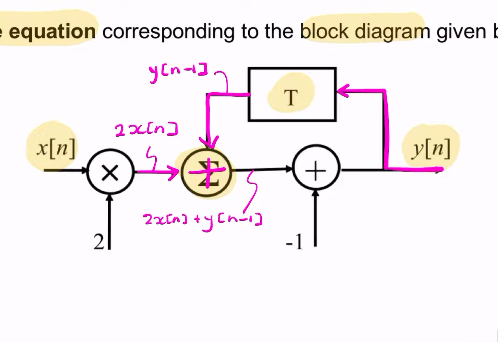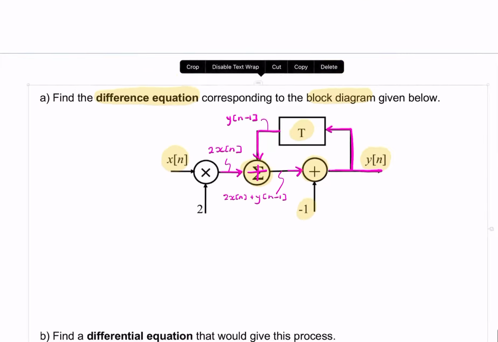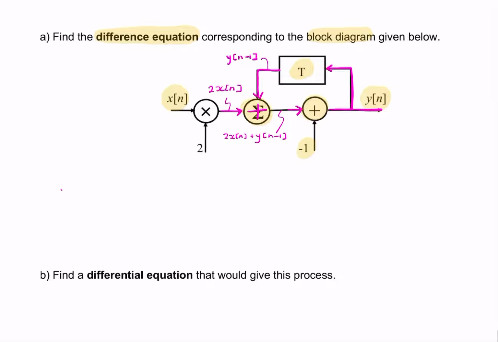And then what happens to that signal? Well, it goes into this operator there that adds minus 1. So we have minus 1 added to that. So it's like a subtraction of 1. And then the output there feeds directly into y of n. So I can express y of n simply as twice x of n plus y of n minus 1 minus 1. So that is my difference equation.